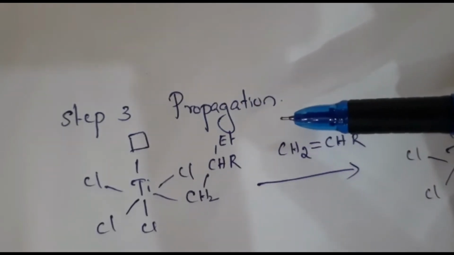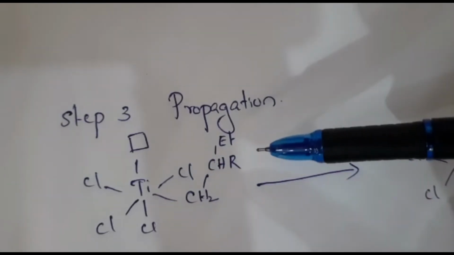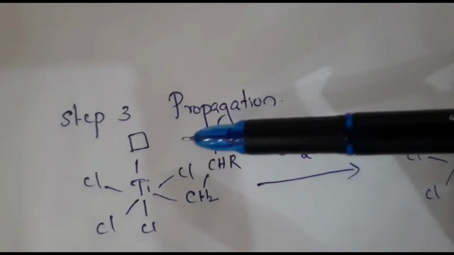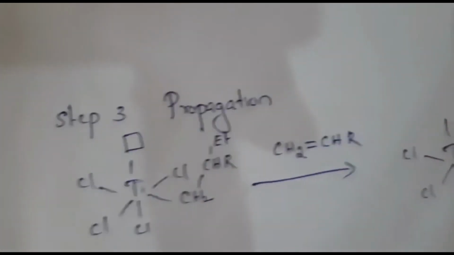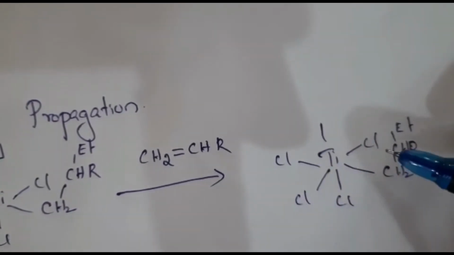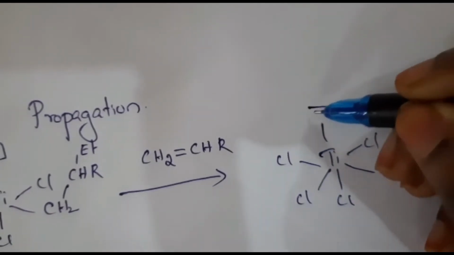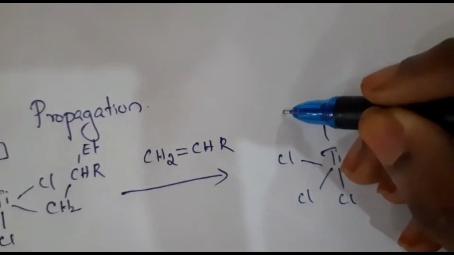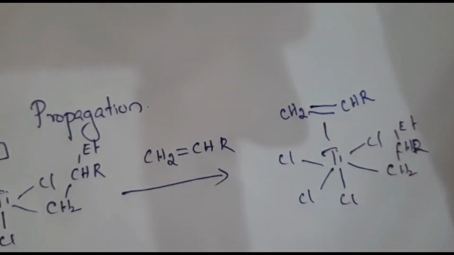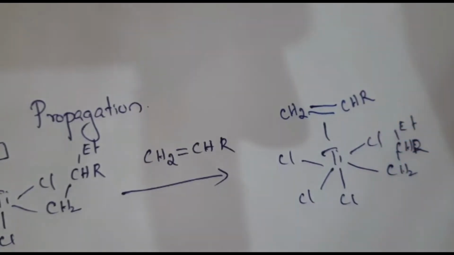Propagation means this chain reaction will continue. Here we are adding another monomer molecule. One vacant site is there, so this monomer molecule will attach towards this vacant site of the titanium atom. It will form like this: Ti, Cl, Cl, Cl, Cl, then CH2, CHR, ET, and at this vacant site that alkene molecule will be inserted. That means CH2 double bond CHR will be inserted.